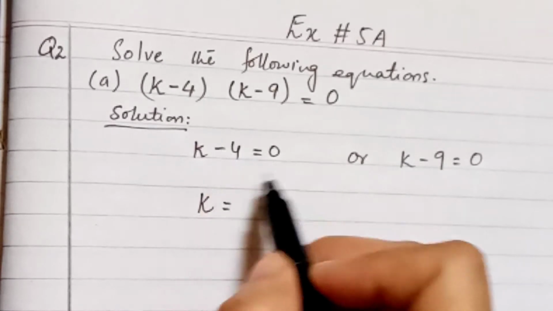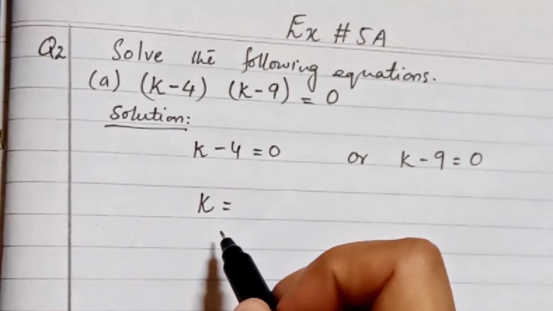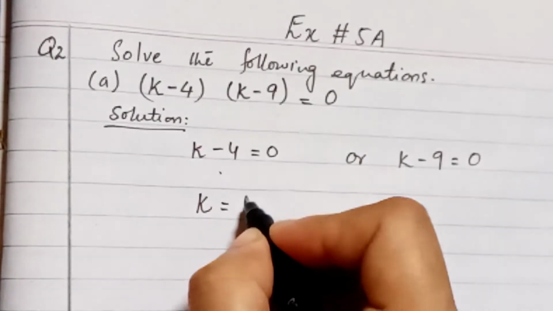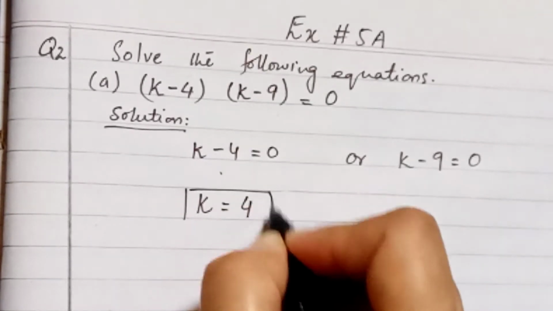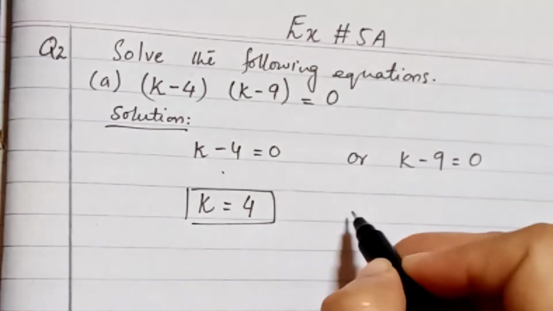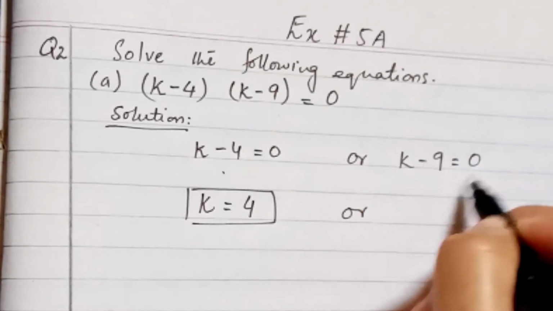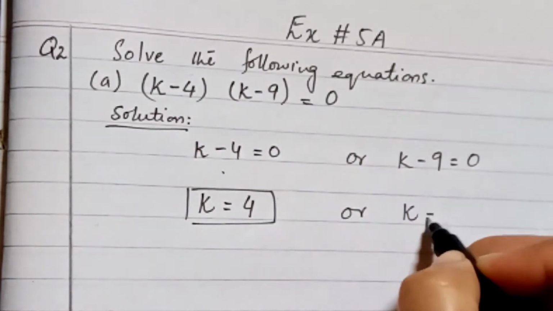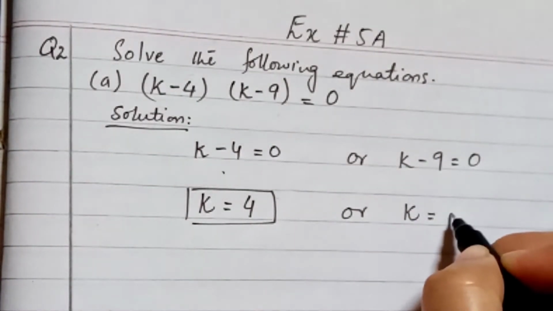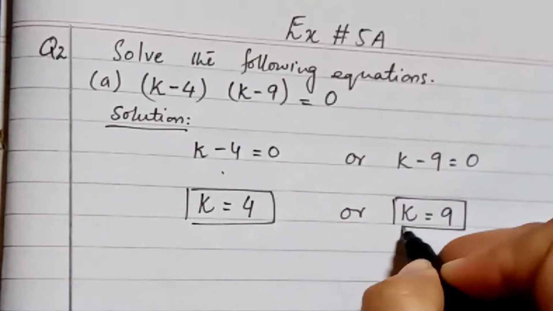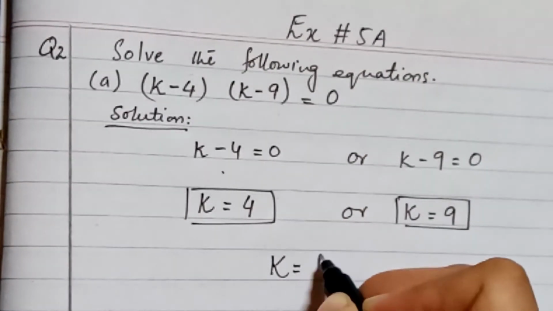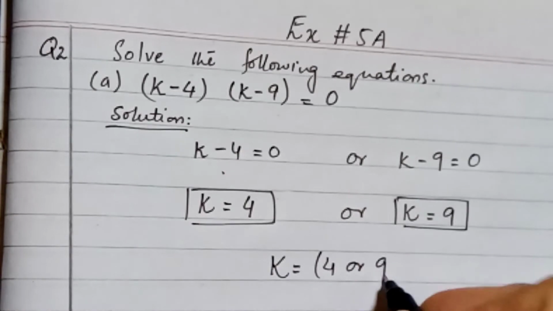When we move this minus 4 to the other hand side, it will become plus 4, and 0 plus 4 equals 4. And when we move this minus 9 to the other hand side, it will become plus 9, 0 plus 9 equals 9. So we have k equals 4 or 9.